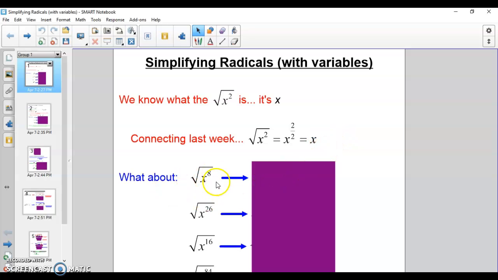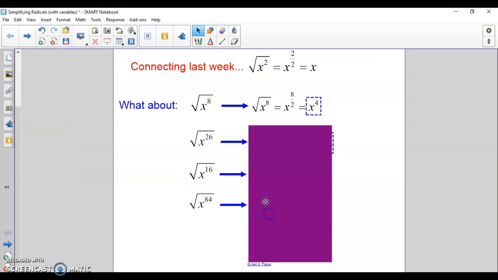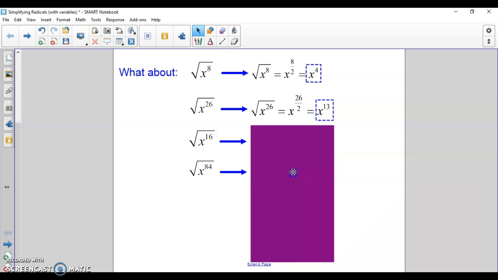Now, what about square root of x to the 8th? Well, we have square root of x to the 8th that we can rewrite as x to the 8 over 2, and we just divide that 8 over 2, simplify that fraction, and we get x to the 4th. X to the 26th, same deal. X to the 26th over 2, x to the 13th.